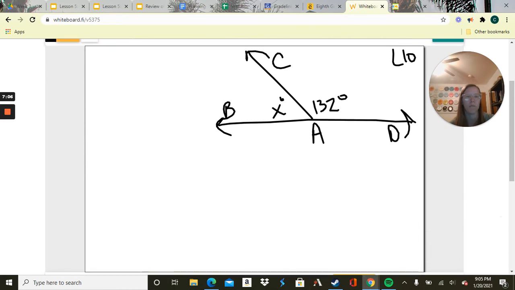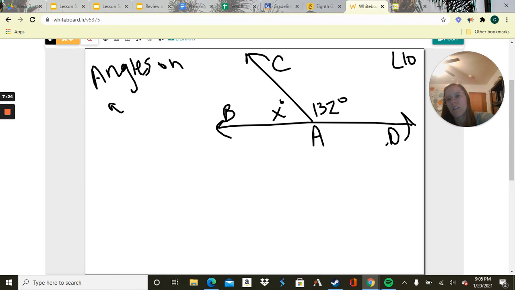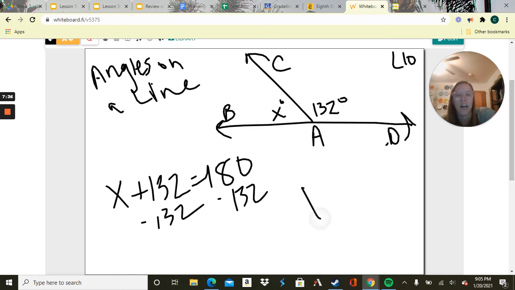Okay, so we have 3 examples here. So first, what's the relationship? Well, we have 2 angles that look like they add up to 180. So angles on a line, and then we need to find x. So if we know that they equal 180, we have x plus 132 equals 180. Subtract 132 from both sides. X equals 48 degrees.